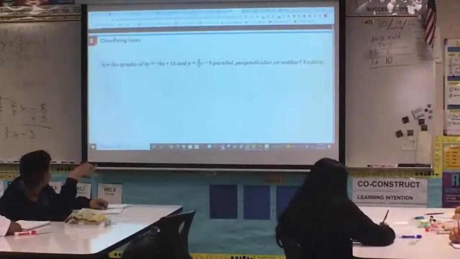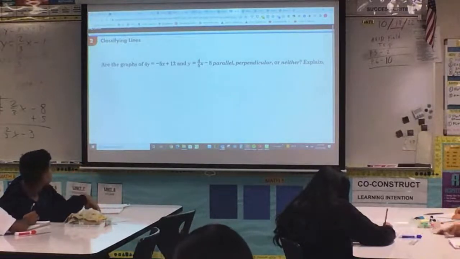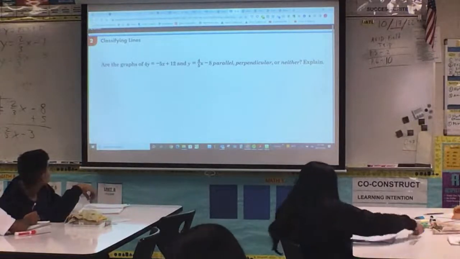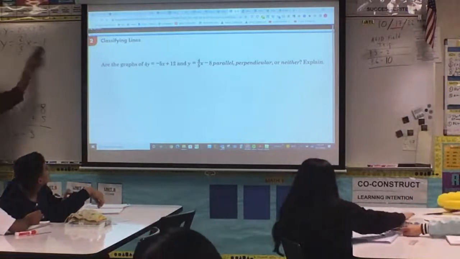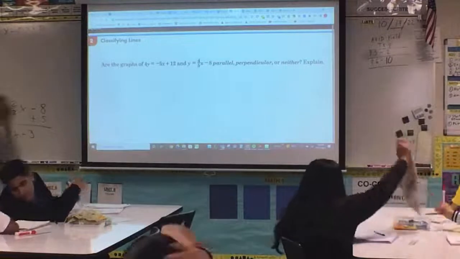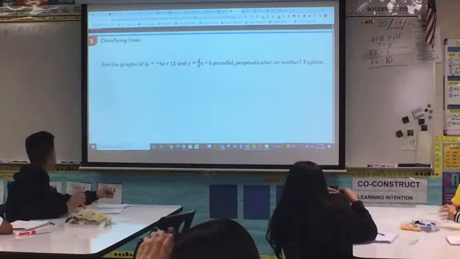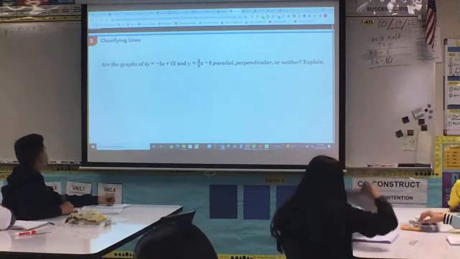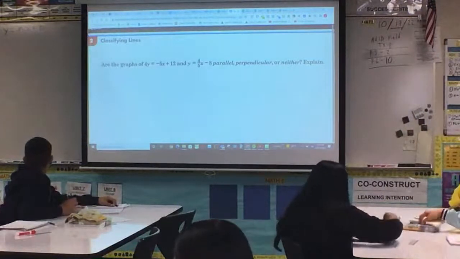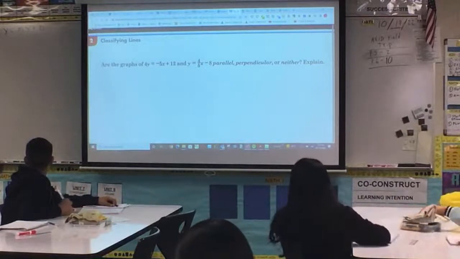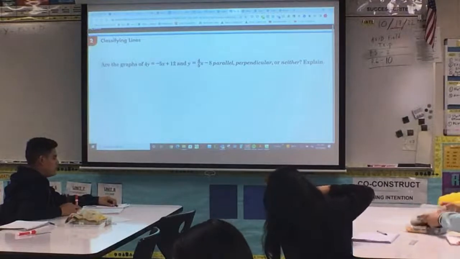Are the graphs of the equations 4y = -5x + 12 and y = 4/5 x - 8 parallel, perpendicular, or neither? Explain. Okay, so before we even start this, I want to review what we just talked about. This over here, I said, were parallel lines. When the slopes are exactly the same, they are parallel.